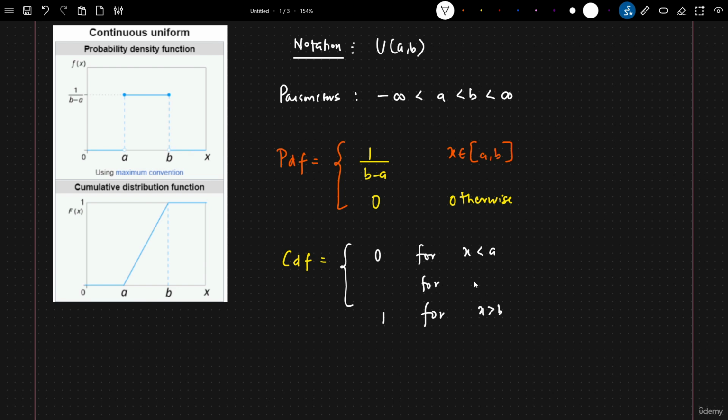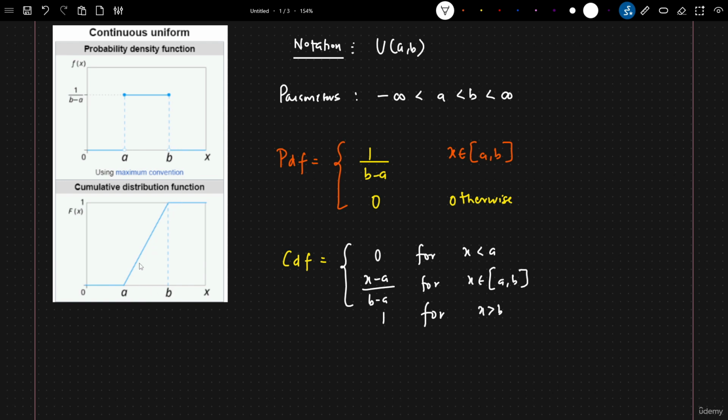If X belongs to A comma B, then we specifically use X minus A divided by B minus A. What does X minus A indicate? When you subtract A from X, you are basically talking about this region. Then for B minus A, this is my entire B, and from this B we are basically subtracting A.